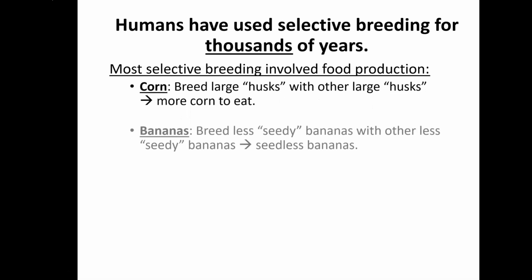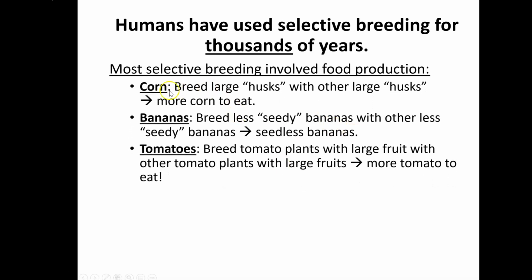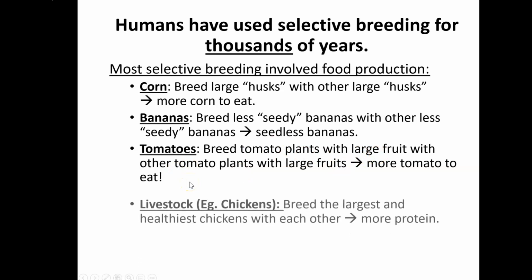More selective breeding is involved in food production. Again, in corn, you breed plants with large husks with other plants with large husks, and the more corn there is available to eat, which is better for human populations. Bananas, they bred less seedy bananas with other less seedy bananas, producing basically seedless bananas. And tomatoes, you breed tomato plants with large fruit with other tomato plants with large fruit, and you get larger tomatoes, therefore more tomato to eat for humans.